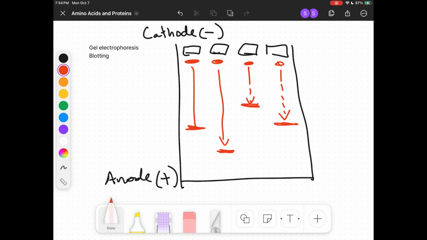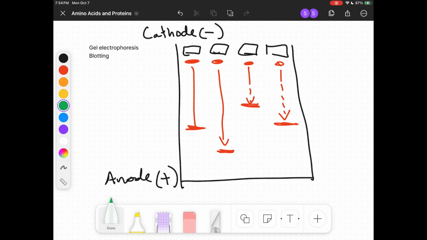If this is a native gel electrophoresis, native meaning original, like we don't change anything, it's going to take into account the charge. So whatever is more negatively charged is going to have a stronger attraction to the anode. And one thing we also have to consider is the size.